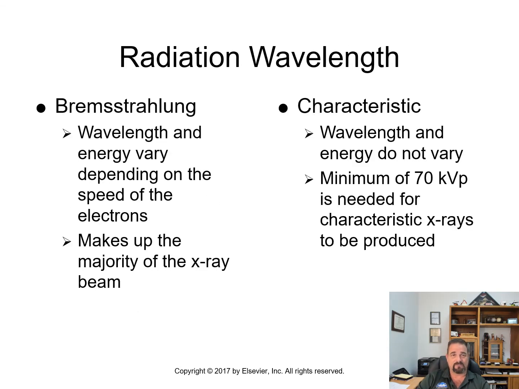All right, so radiation wavelength. With regards to radiation wavelengths, Bremsstrahlung radiation wavelength and energy vary depending on the speed of the electrons, and it makes up the majority of the X-ray beam. The true characteristics are that the wavelengths and the energy do not vary. A minimum of 70 kVp is needed for characteristic X-rays to be produced. So we're only dealing with a minimum of 70 kVp in order to produce a true X-ray image.